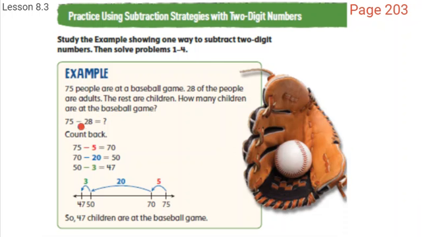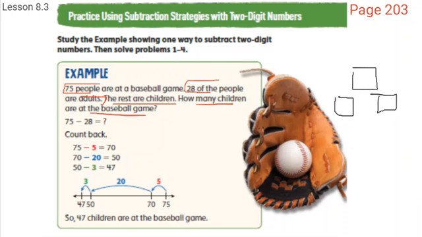Then it shows here 75 minus 28, because this is a whole. This is a part, 28 are adults. It says the rest are children. How many children are at the baseball game? Again, you can draw a number bond to organize your numbers here. So 75 is the whole, 28 are adults, and it says how many children. This is the number of children right here. We can show this expression as 75 minus 28.